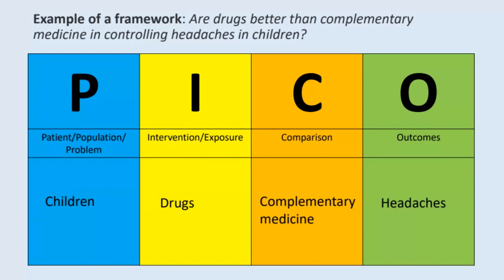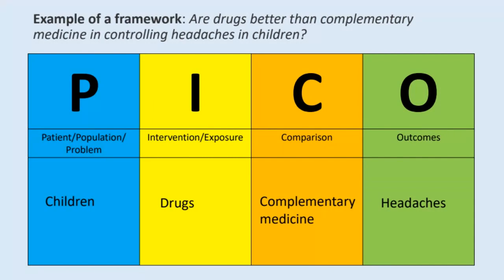When it comes to using this to build a search strategy, you may not always need to introduce all of these different concepts into your search. You can imagine if you search just for children and those specific drugs and headaches, then you're going to find lots of papers on the different treatments using those drugs. If you introduce complementary medicine, you will just find those specific papers that have that as a comparison. But you may not always have a comparison, so it's okay to eliminate. You don't always have to have a comparison.